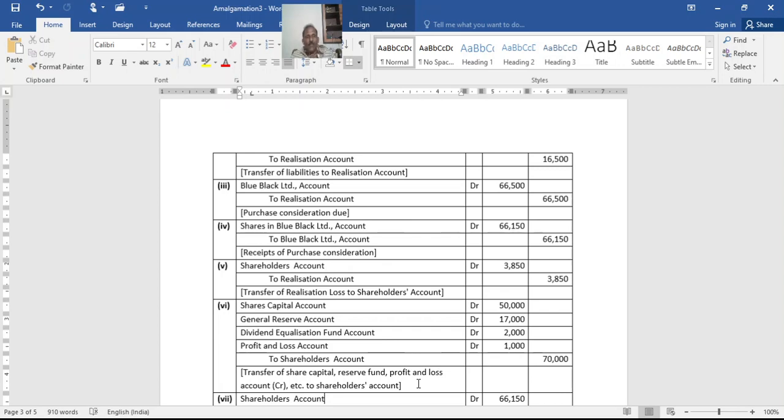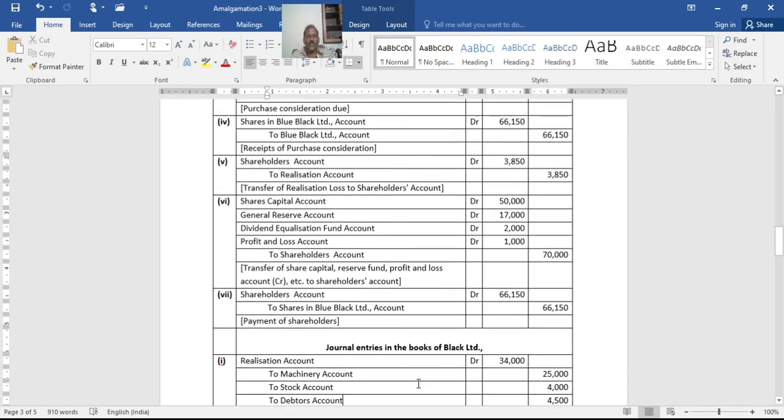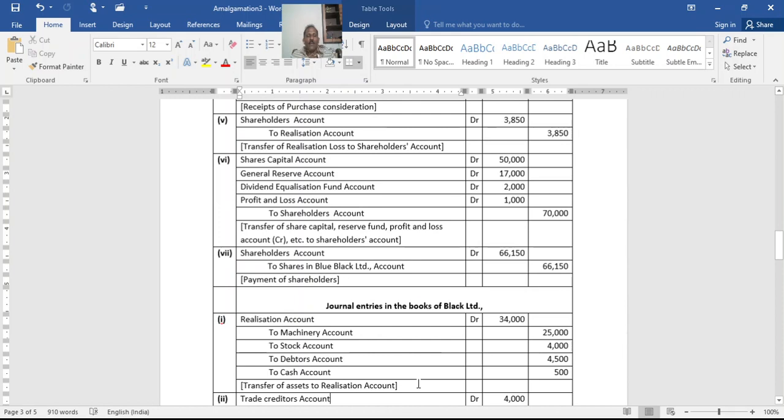Then all items pertaining to equity shareholders to be transferred to their account, that entry. All these share capital, general reserve, dividend equalizer fund and profit loss account give a credit balance to transfer, now give them debit and credit to equity shareholders. So this does not affect realization account, it will directly come in the shareholders account. Then nothing on the asset side under miscellaneous expenditure. Now when you prepare shareholders account, finally you will get a same balance, that is 66,150. Exactly the amount due to equity shareholders will be same with the amount of purchase consideration, and it is settled.